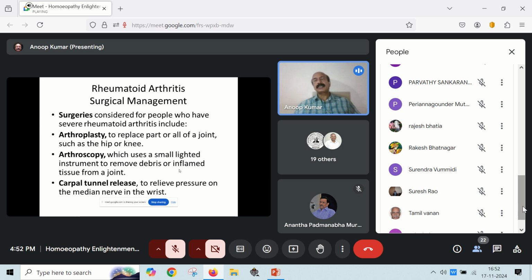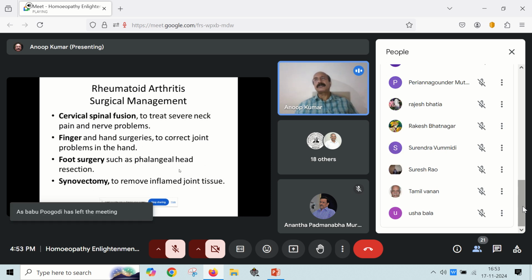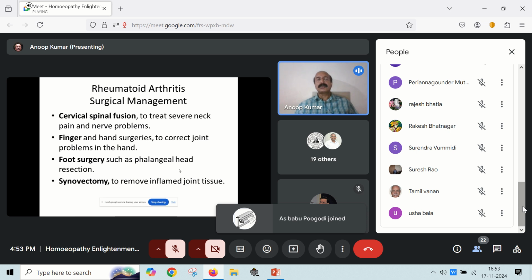Then carpal tunnel release, to relieve the pressure on the median nerve at the wrist. So these surgical corrections are also available for arthritic patients. Then cervical spine fusion. Sometimes the joint is so bad that it will not move properly, so they will be fusing the bones together. Fingers and hand surgeries to correct the joint problem. Foot surgeries for phalangeal head resection and synovectomy, which will remove inflamed joint tissues. So these sorts of surgical corrections are available.